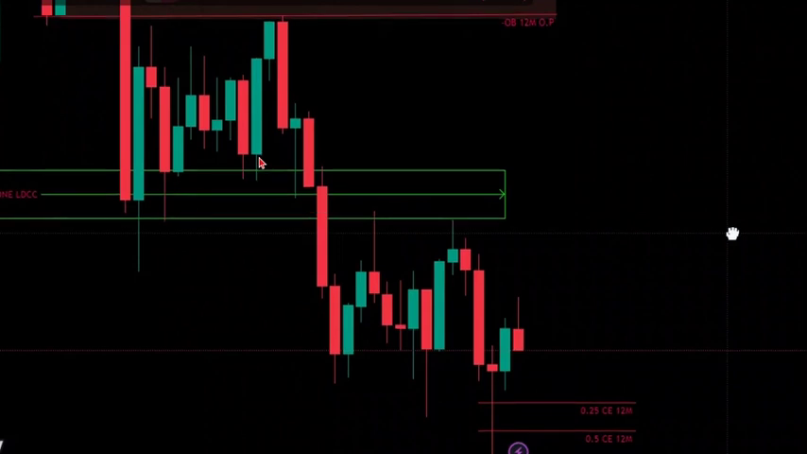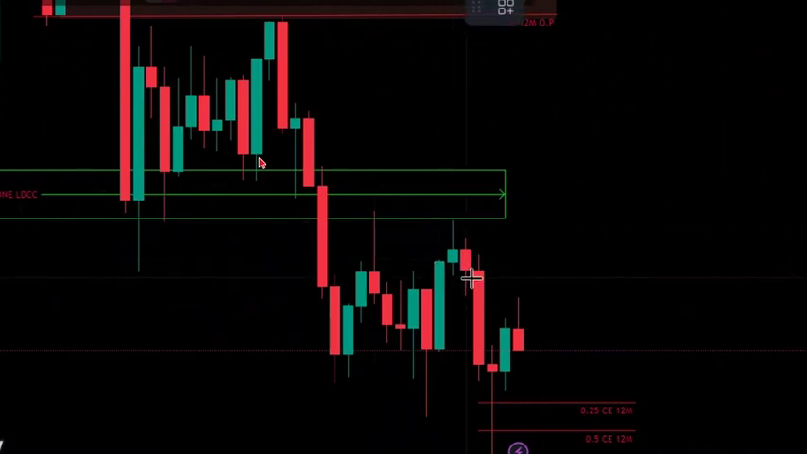What do we need to mark up right now? The recent bearish order block. Exactly. Mark it up. I'm about to show you something real quick. Go ahead and mark up the zone.